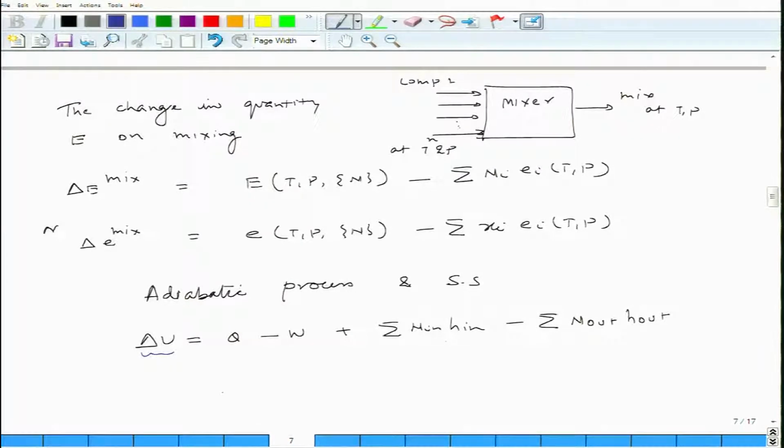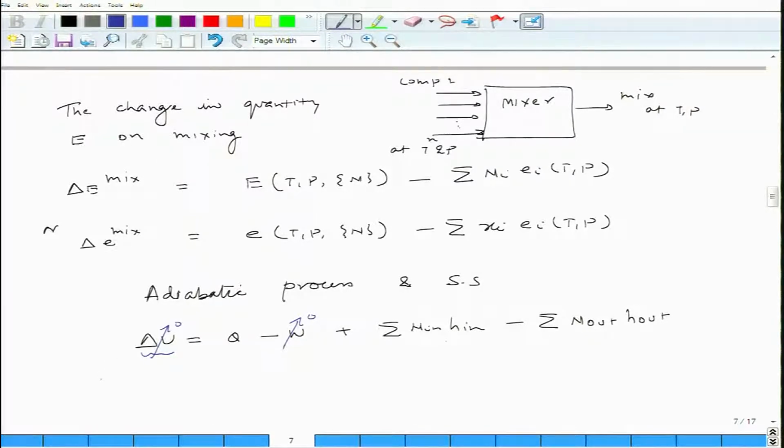Now, being a steady state, the changes are going to be 0 because all the properties are going to remain constant, and hence the change is 0. So, this must be 0 for the system within the mixture. There is no boundary work, no other work associated. So, we are going to make this 0.